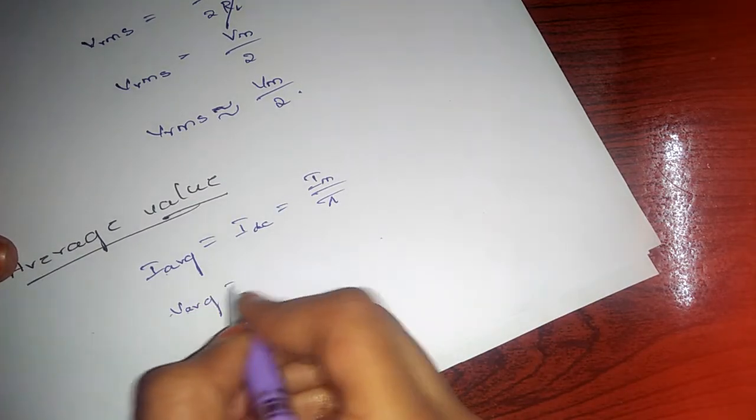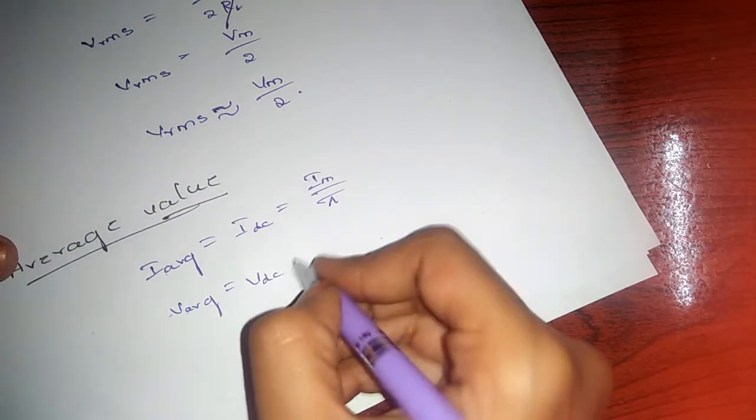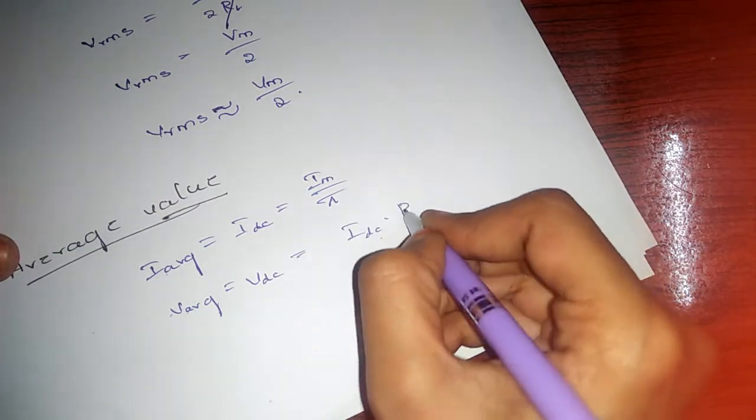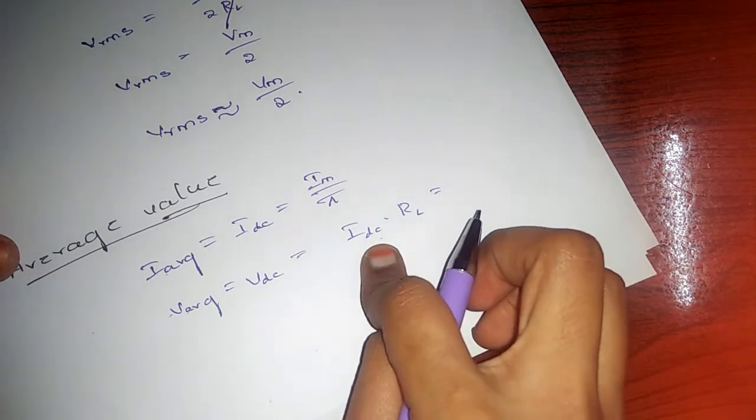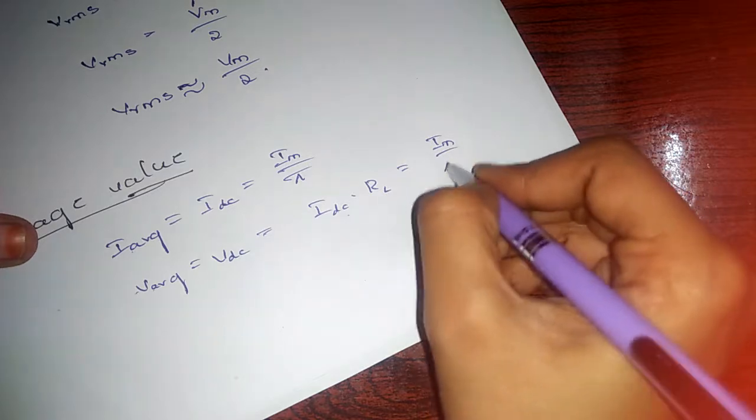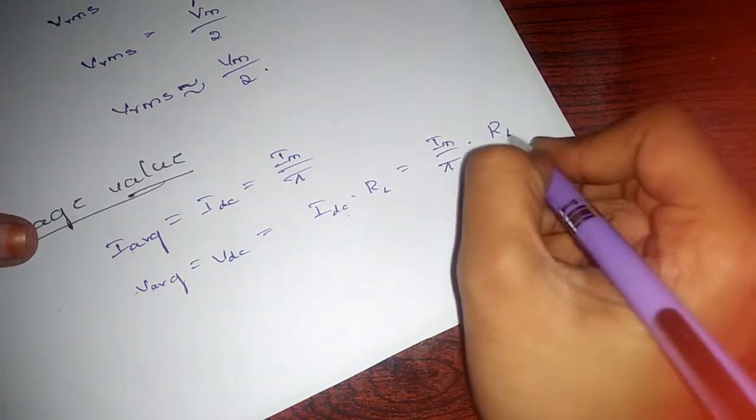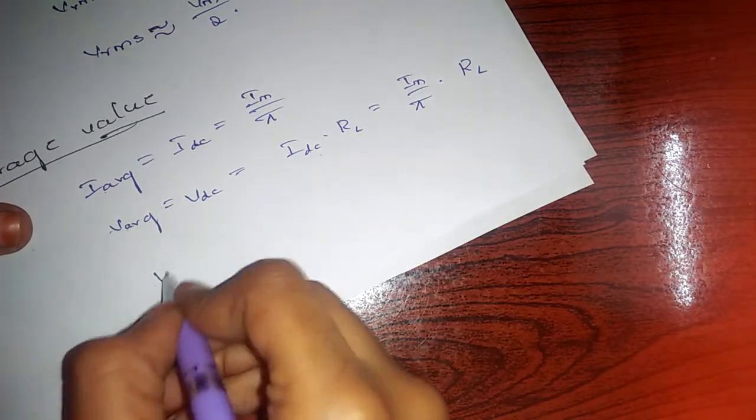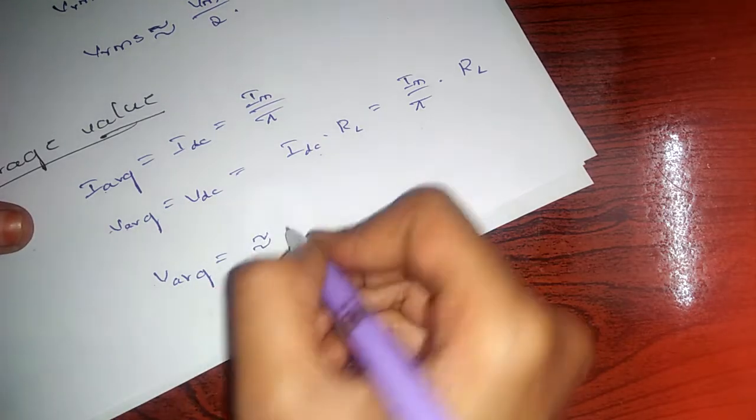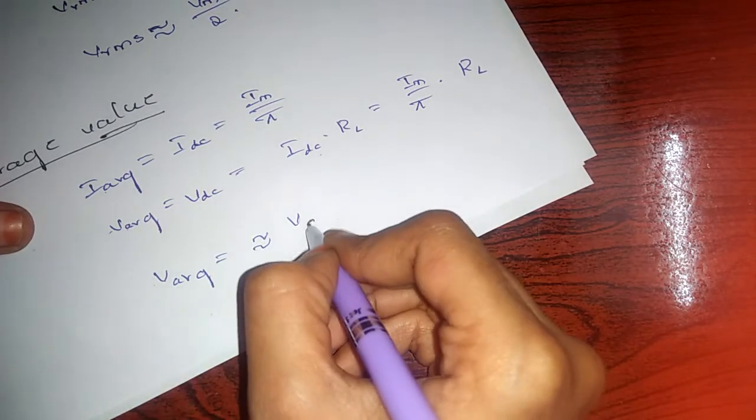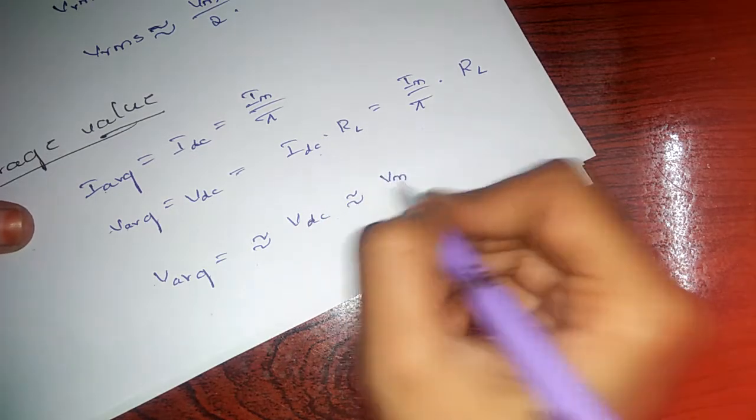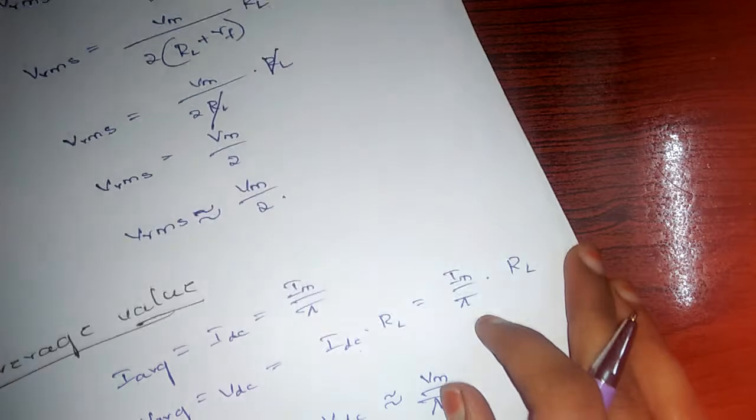So what is the voltage that we have here? The average voltage, that is also DC only, which is I_DC into RL, where I_DC is equal to Im by pi. So Im by pi into RL. So it is very similar: the average voltage V_DC is similar to Vm by pi.